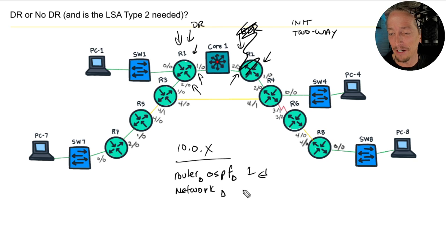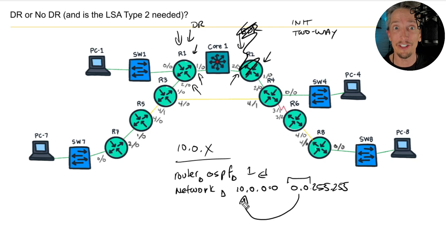So if we put a network statement of 10.0.0.0 and then a wildcard mask of 0.0.255.255, what that means is that these two zeros mean that we want to match exactly on the first two octets. And these last two octets of 255 in the wildcard mask say we don't care about the last two octets that we're putting in there. There's zeros as placeholders. So the router would then say, great, I get it.